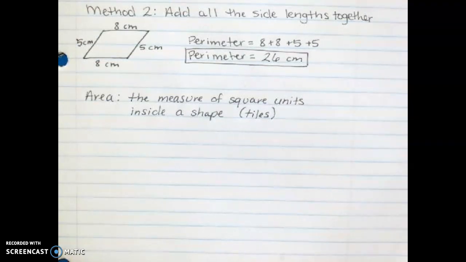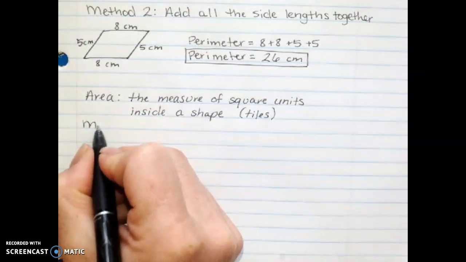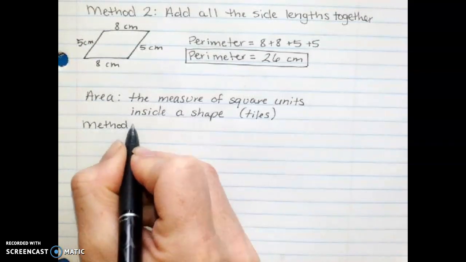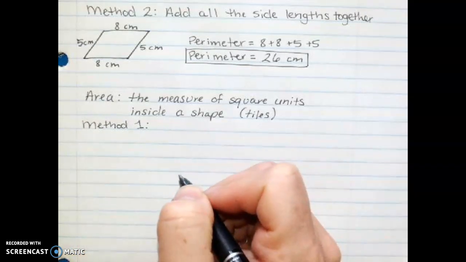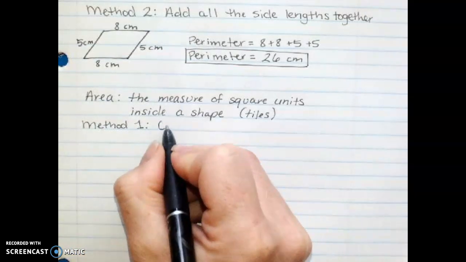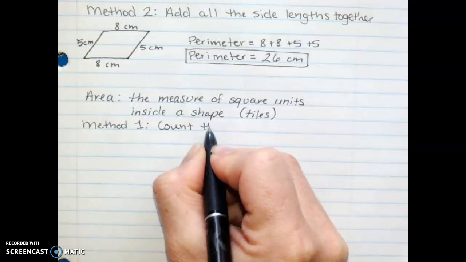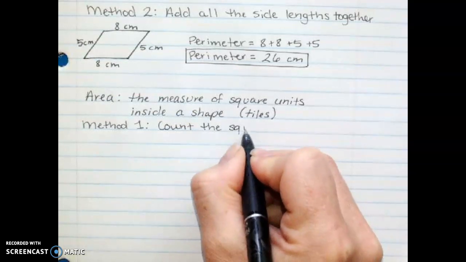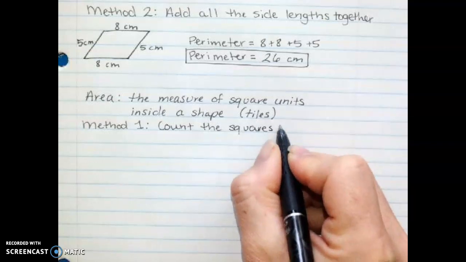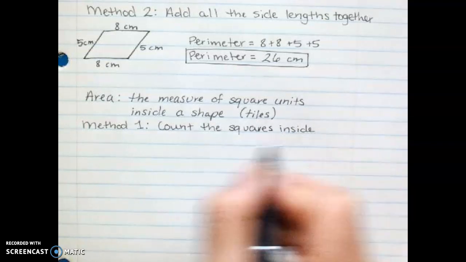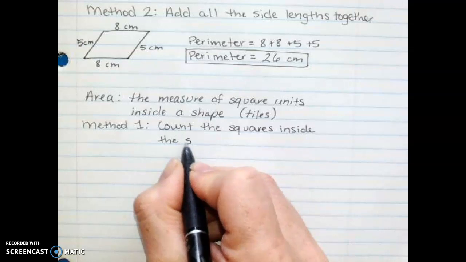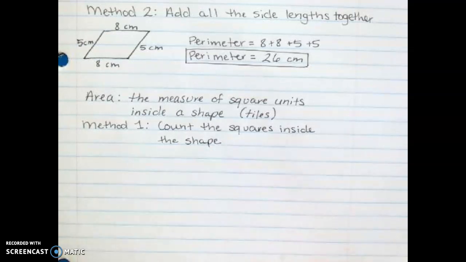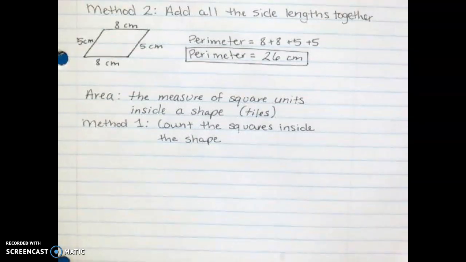We've only discussed one method for finding the area of these shapes. So please list method 1. Count the squares inside the shape. For our example, we're going to draw the same irregular shape that we drew for our first example.